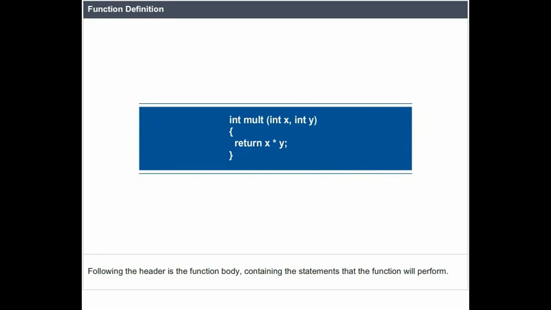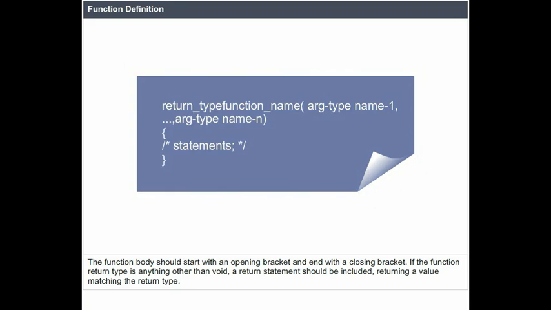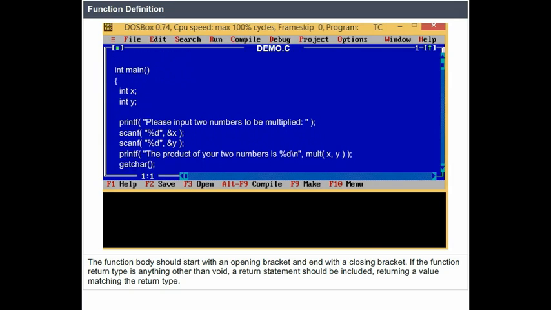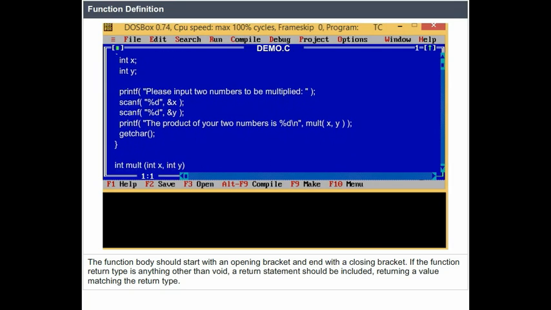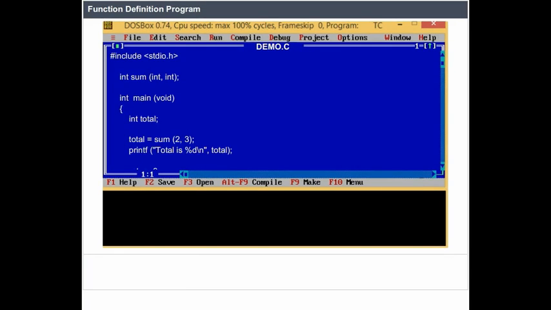Following the header is the function body, containing the statements that the function will perform. The function body should start with an opening bracket and end with a closing bracket. If the function return type is anything other than void, a return statement should be included, returning a value matching the return type. Function definition program.